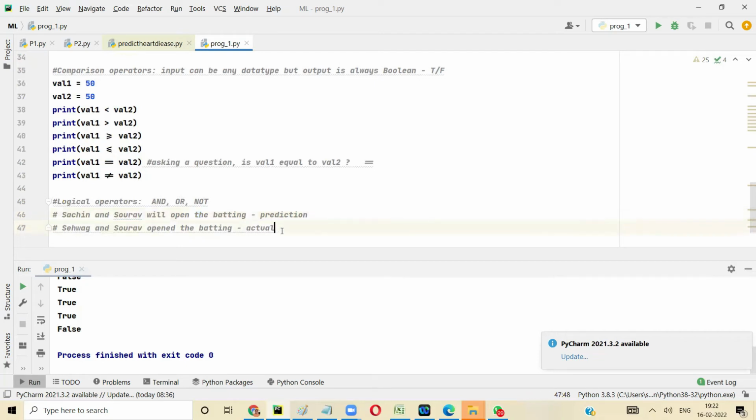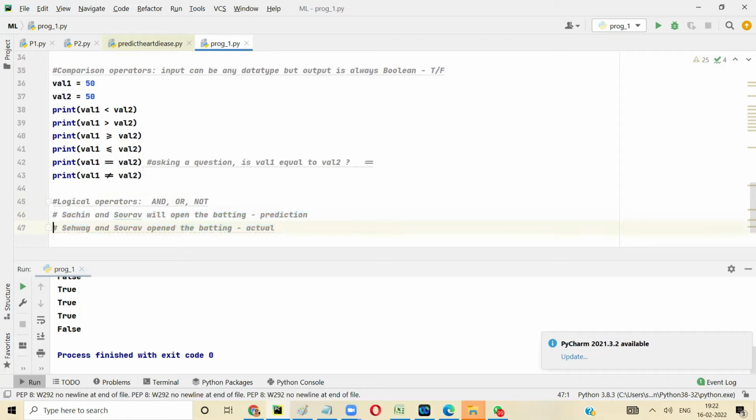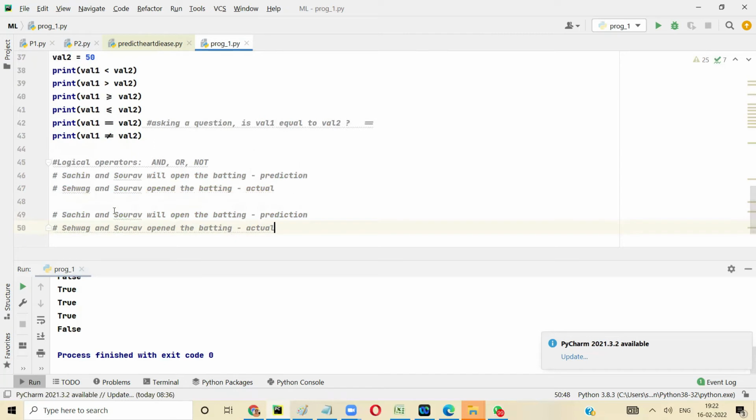Now Rajesh wanted me to ask him the question, so he'll be happy to see this question. I said Sachin or Saurav, because see, two people will open the batting, right? This is my prediction: Sachin or Saurav will open the batting. And actually Sehwag and Saurav opened the batting. Am I right or wrong? You're right, sir.